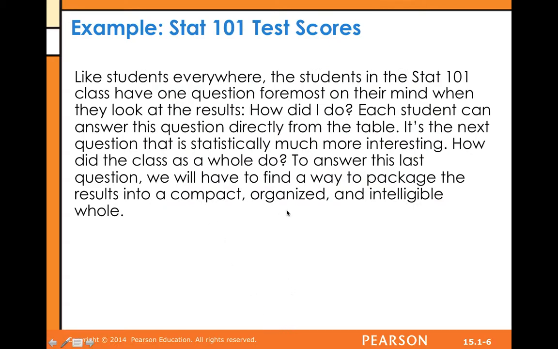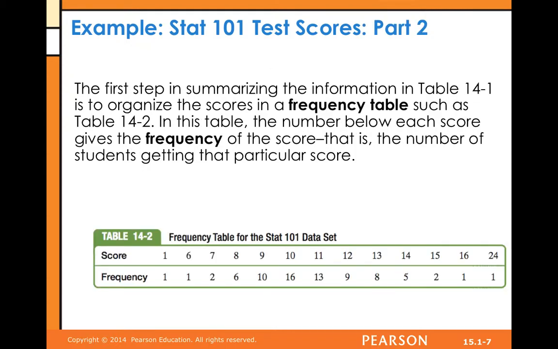Okay, so in other words, what we need is a way to package the results into a compact, organized, and intelligible whole. And we're going to do that with a graph or a chart. So the first such chart that can summarize the data for you is called a frequency table. What this does is it has the data points across the top, and then it tells you how many times those data points appear in the second row.